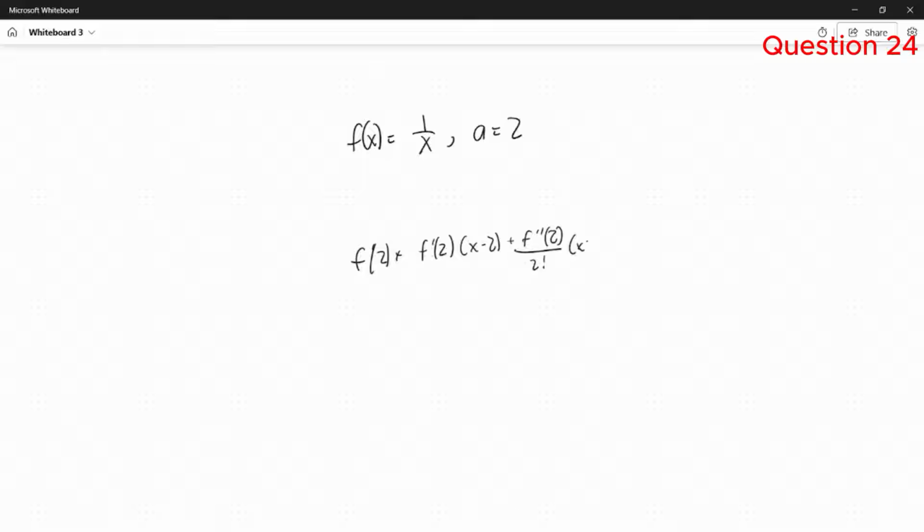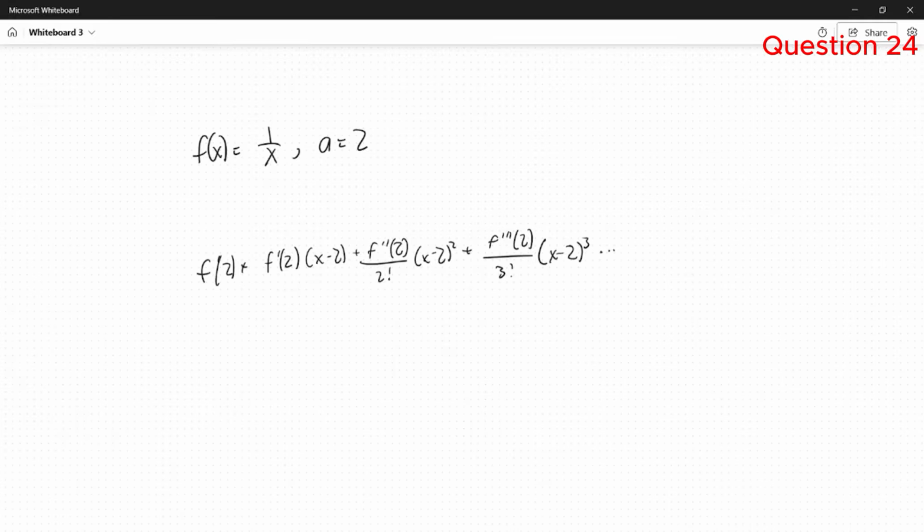plus f prime of 2 times (x minus 2), plus f double prime of 2 over 2 factorial times (x minus 2) squared, and then plus f triple prime, we'll call that jerk, times (x minus 2) cubed, and so on and so forth. And conveniently enough, the next term of this series would be f fourth derivative of 2 over 4 factorial times (x minus 2) to the fourth. And we're looking for the coefficient out front of that term, which would be this.